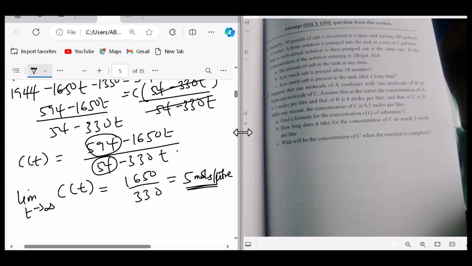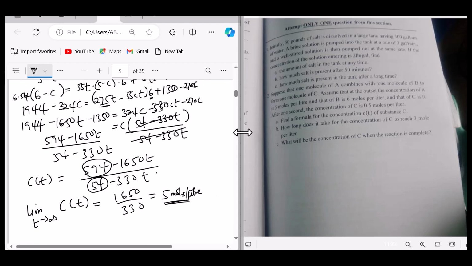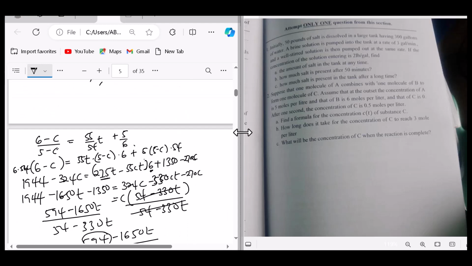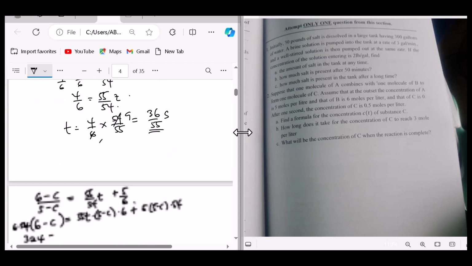So this is how we find it. There's a simpler way of doing this without all these expansions, but if you do the expansions too, you are not wrong. Okay. So we can do this one too.